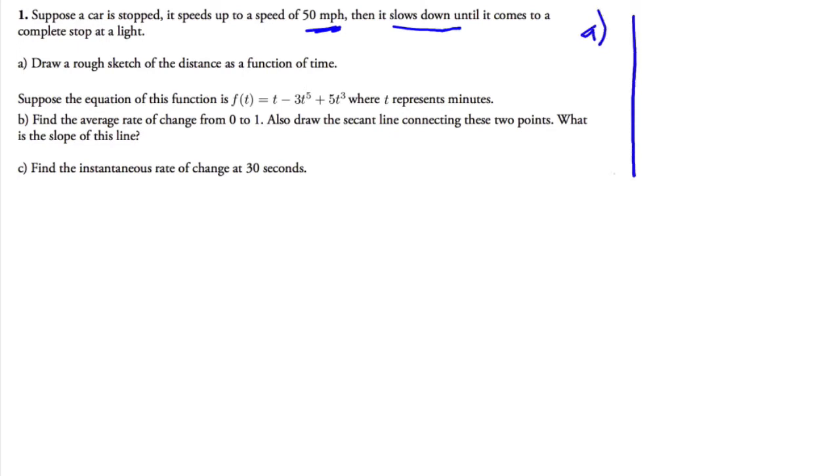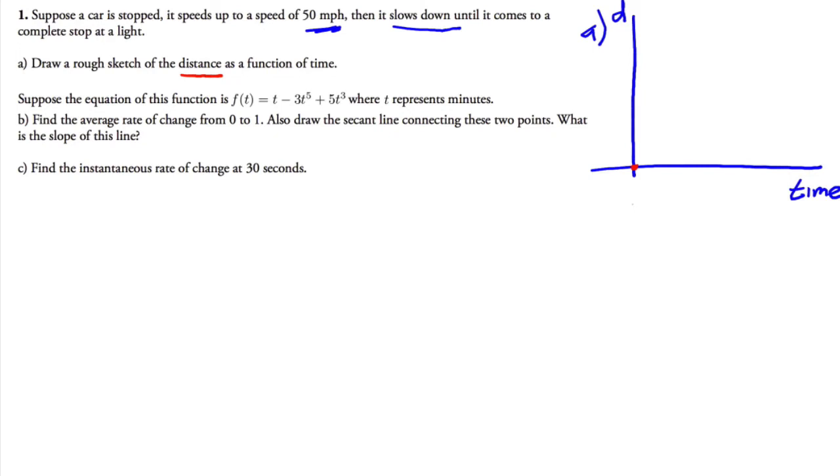So let's say we've got this here. This is the time, and this is going to be the distance. Okay, so if the car is stopped, then it's going to start right here. It's going to speed up to 50 miles an hour, and then it's going to slow down. Now notice we're going to sketch the distance as a function of time.